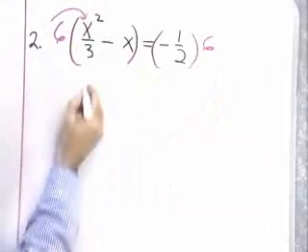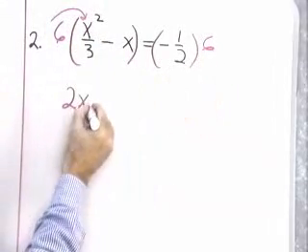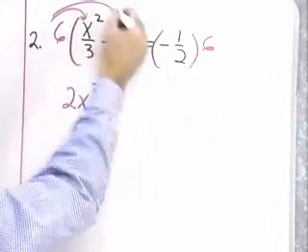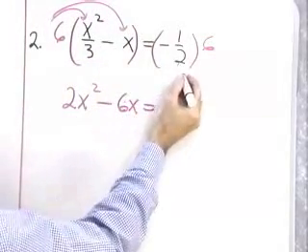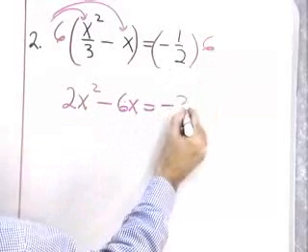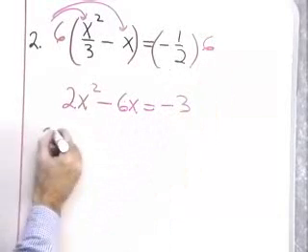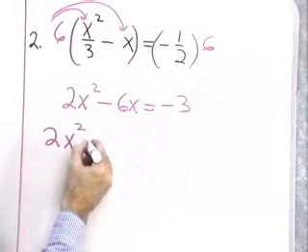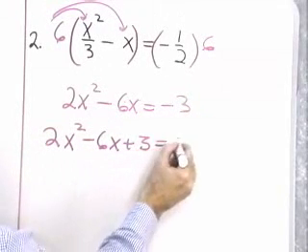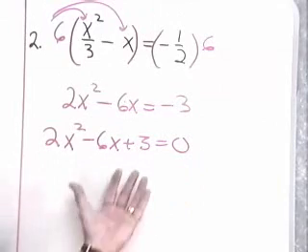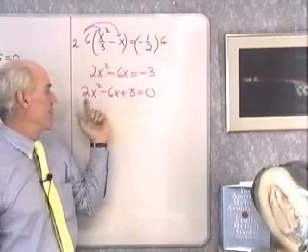6 times x squared over 3 will be 2x squared, minus 6 times x will be 6x, equal negative 1/2 times 6, which is negative 3. Writing this in standard form, I have 2x squared minus 6x plus 3 is equal to 0. At this point, the equation's in standard form.